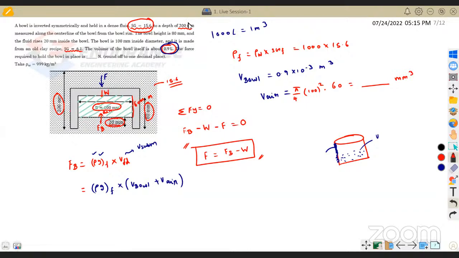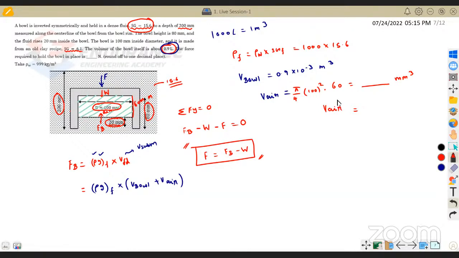Yes, Gabriel or Jagan, anyone answer. Only two of you are attending the session in Zoom. Answer: volume of air in mm cube. Later on, we will convert it into meter cube. Yes, answer. Take your calculator. Be ready.